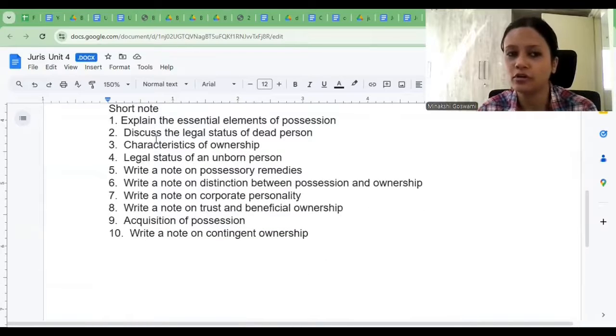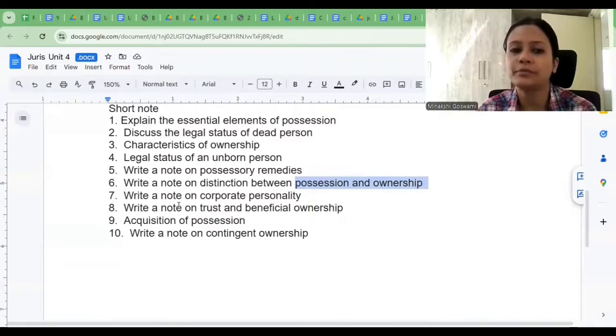Then we have some short notes. Explain the essential elements of possession. Discuss the legal status of dead person, characteristics of ownership, legal status of an unborn person. Write a note on possessory remedy. Explain a note on distinction between possession and ownership. This is very important for us to know how possession is different from ownership.